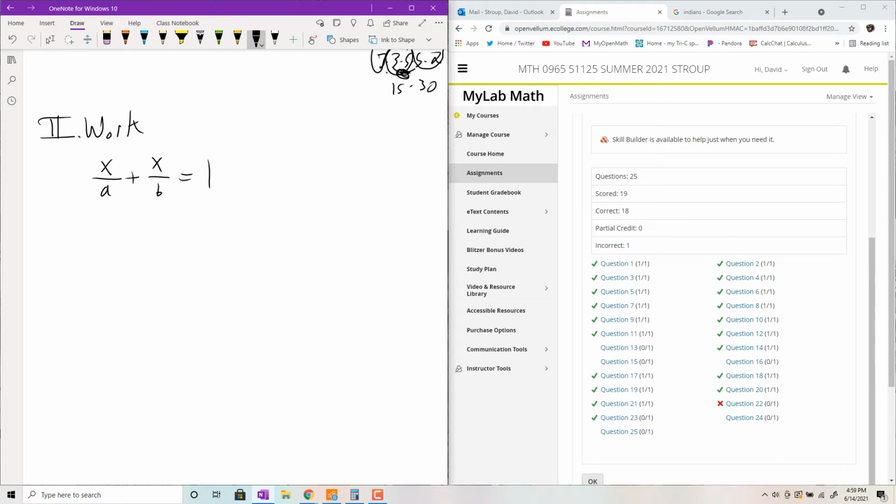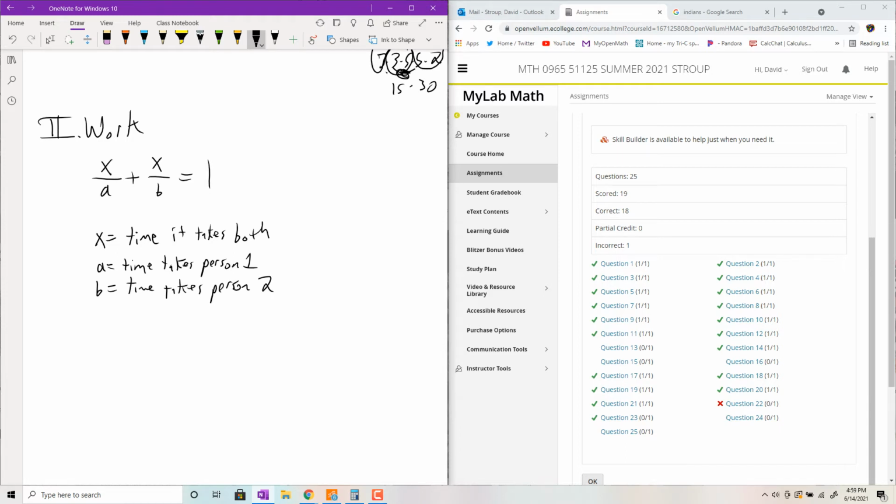And x will represent the time it takes both people to do the job. A will be the time it takes one person working alone. B will be the time it takes person 2 working alone. And then that's pretty much it.